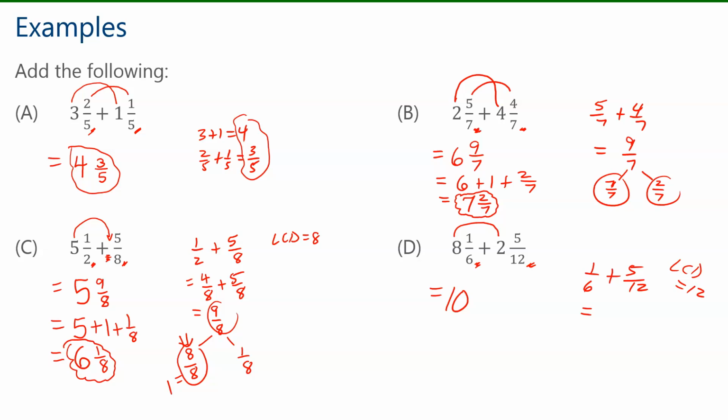I rewrite 1/6. Its equivalent fraction is 2/12. Remember, 1 times 2, 6 times 2. And we're adding on our 5/12. 2/12 and 5/12 gives us 7/12. So for the proper fractions piece, I get back 7/12. This time, we don't have to take it any further because 7/12 is proper. 7/12 cannot reduce. So our final answer, 10 and 7/12.